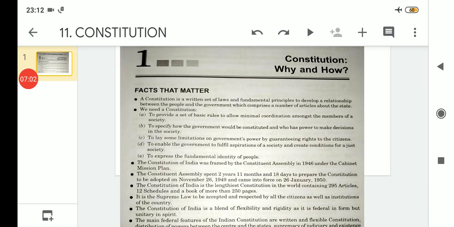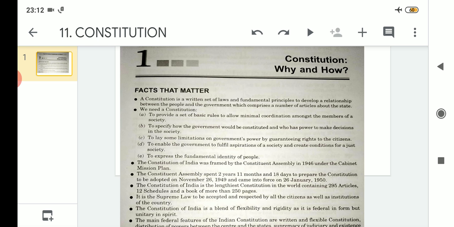After that, the Constitution was adopted on 26th of November 1949 and came into force on 26th of January 1950. So between 1946 and 1949, it was about 2 years, 11 months and 18 days that they took to prepare the Constitution. So finally it was adopted. The Constitution of India was adopted on 26th of November 1949, and exactly after 2 months, on 26th January 1950, it came into force.